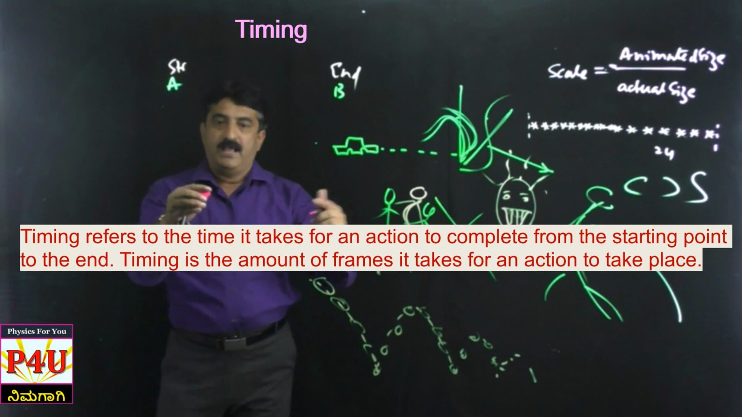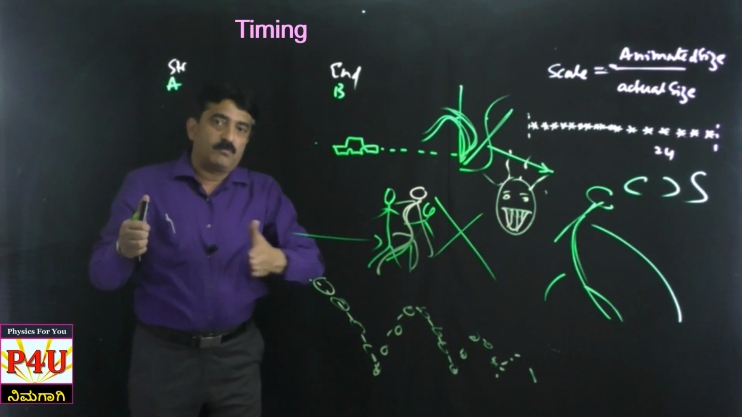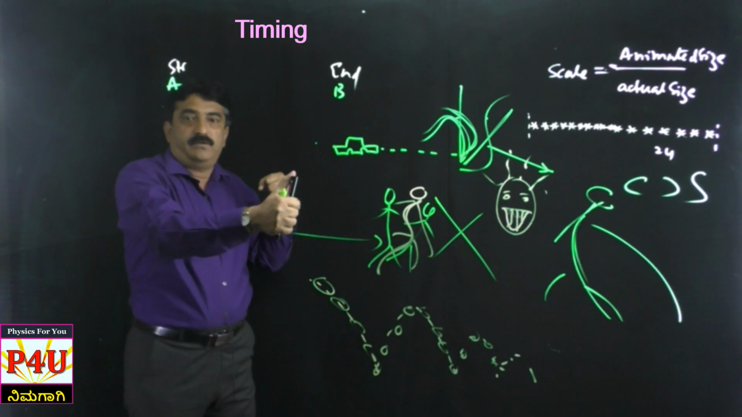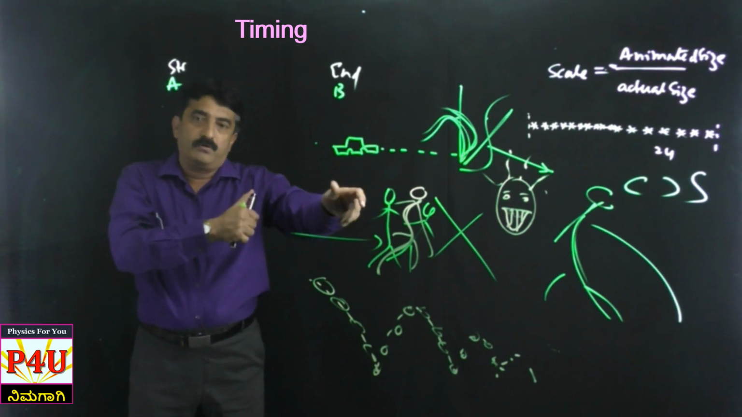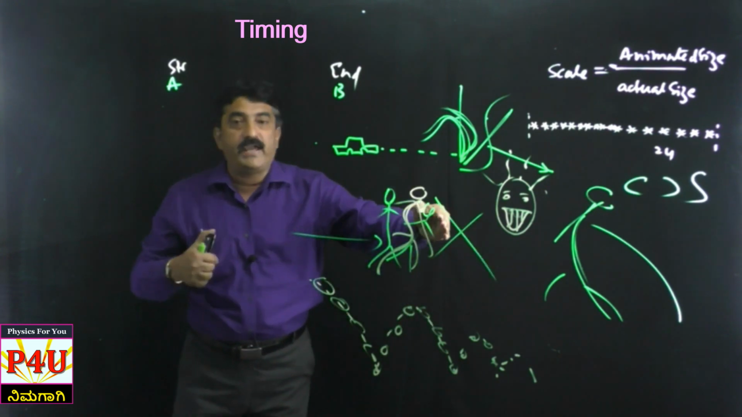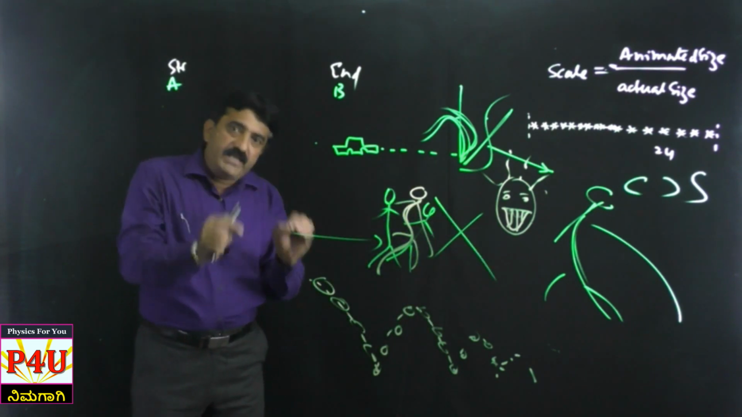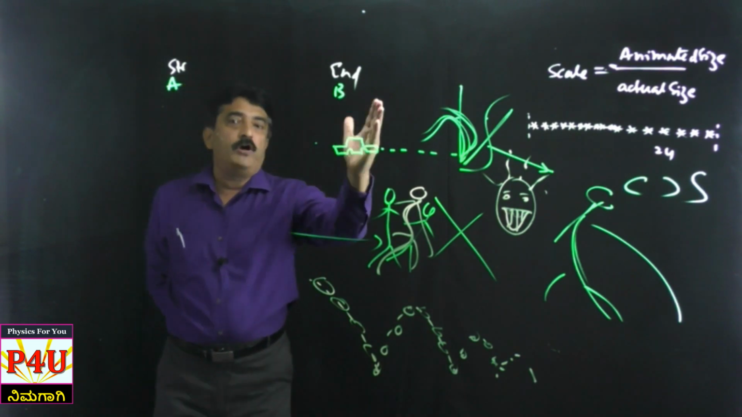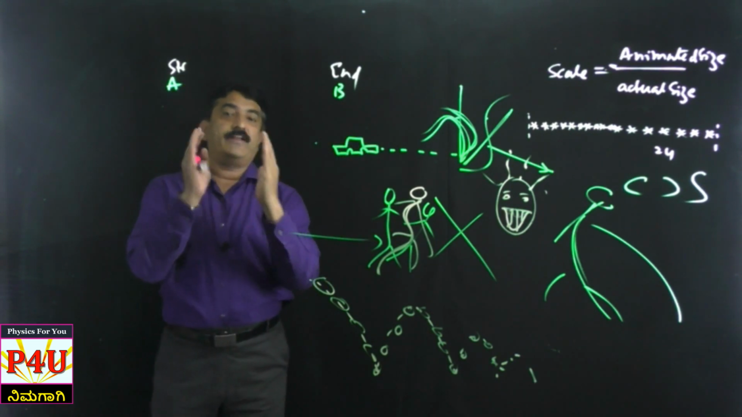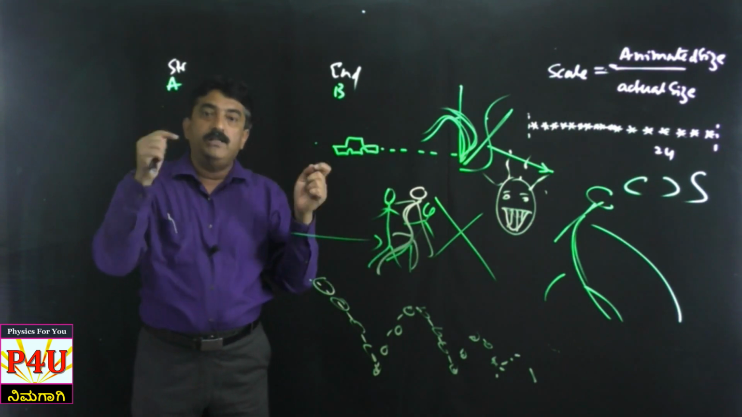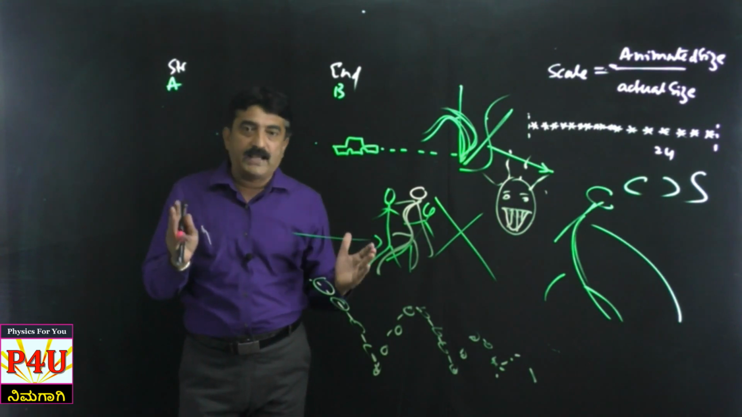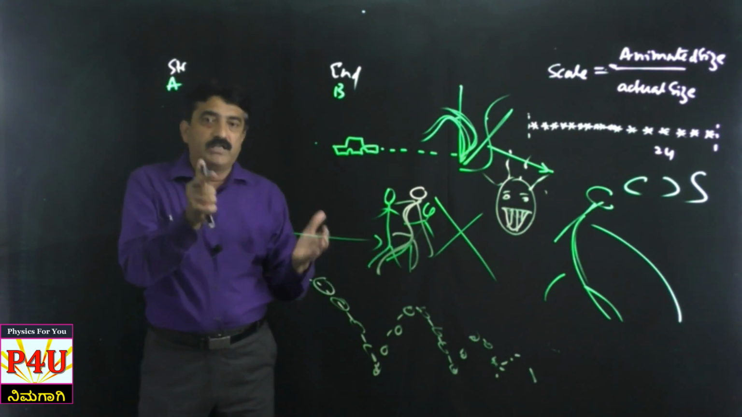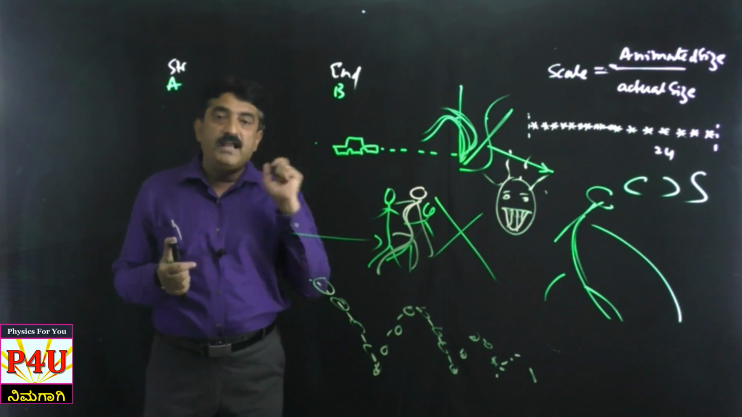Action can be anything. It can be a car moving from here to there, or a hand going like this, or a bird flying from here to there, or a mouse entering the kitchen, or a mouse moving across the door, or anything which is connected to motion will have a starting point and an end point. So from the starting point to the end point for that particular action, how many frames I have to accommodate, that is also timing. Timing tells you how many frames are accommodated for that particular action. And by definition, it is the total time taken for the action to happen. Whatever the action may be, how much time it takes for that action, that is called timing.